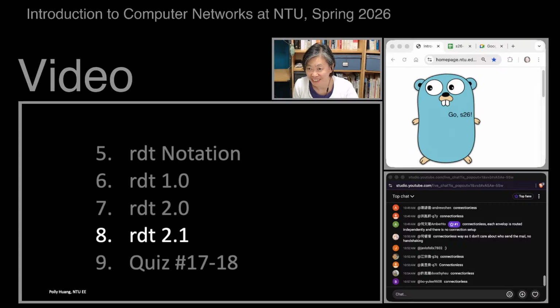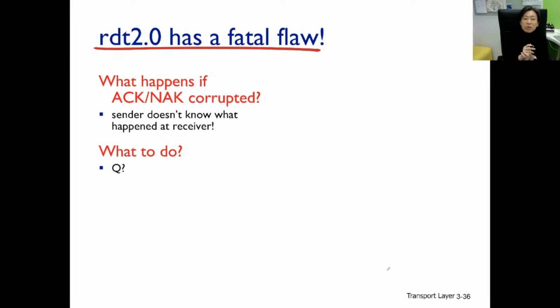All right, so that was 2.0. Are we following? I guess so far it's okay. Now let's move on to 2.1, because 2.0 has a serious flaw. So this video tells what the flaw is and the thinking of eventually coming up with the solution, that's 2.1. But RDT 2.0 has a fatal flaw.